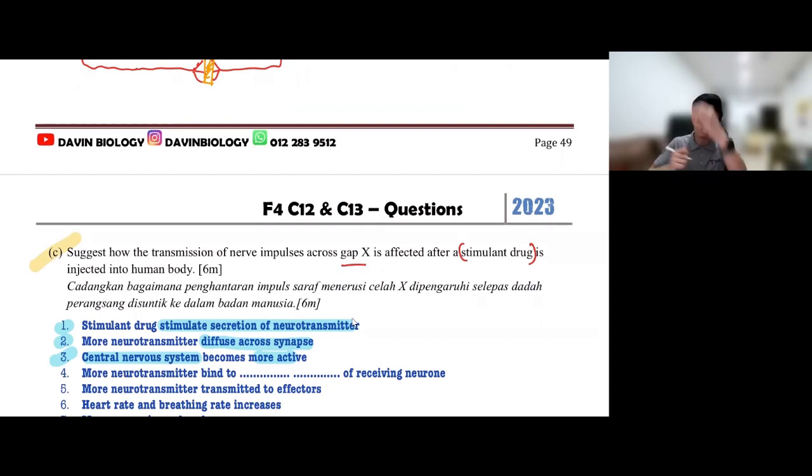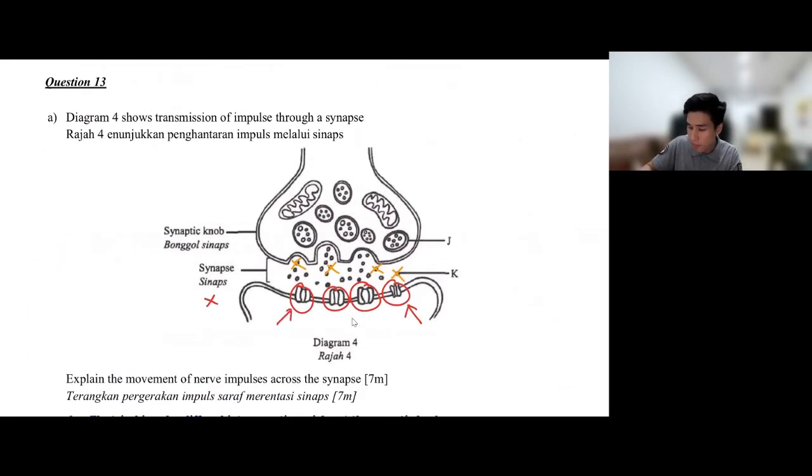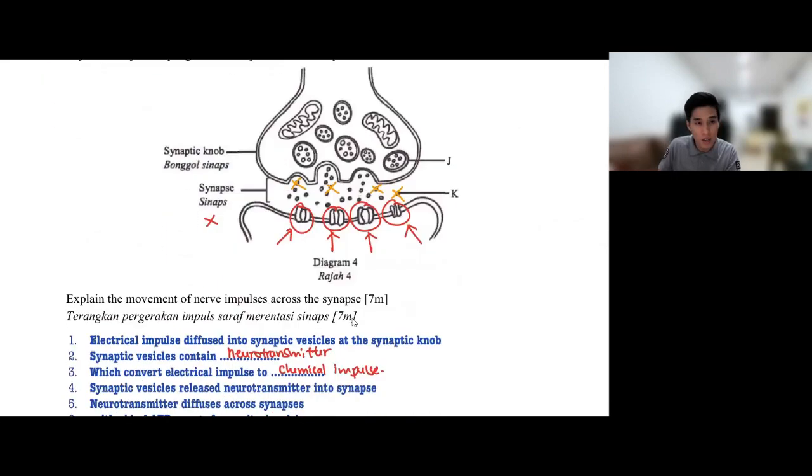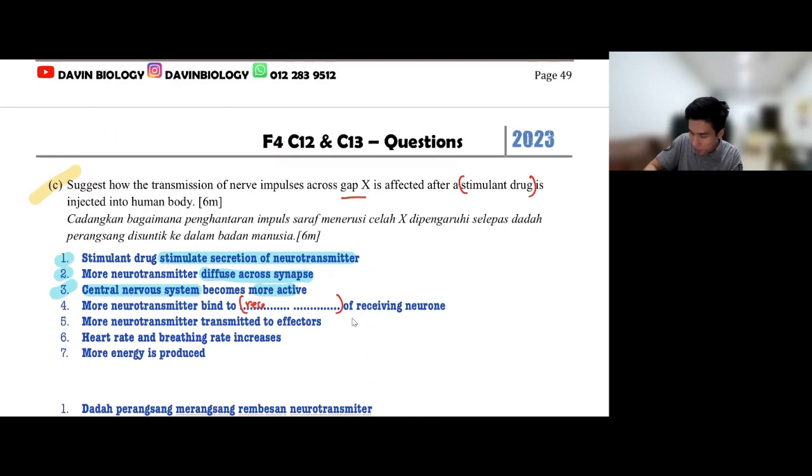Okay, so I purposely leave one blank here. So you've got more neurotransmitter in the synapse already. So more will bind to what of the next neuron? When you want to go to the next neuron, you're going to bind to what? Yes, correct, Jason. The receptor protein.